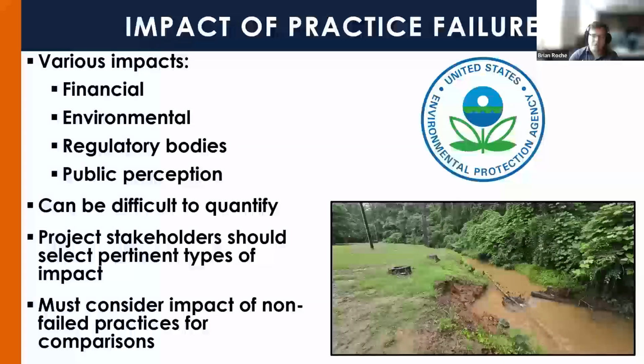There are also numerous types of impact of erosion and sediment control practice failure that could be considered. It could be financial due to the cost of increased maintenance or replacement. It could be environmental harm, fines from regulatory bodies, or public perception. These can be difficult to quantify or estimate, and project stakeholders should select their pertinent type of impact that they want to consider. Additionally, for analysis, you also need to consider the impact of non-failed practices, such as sediment discharge from a normally functioning sediment control practice.